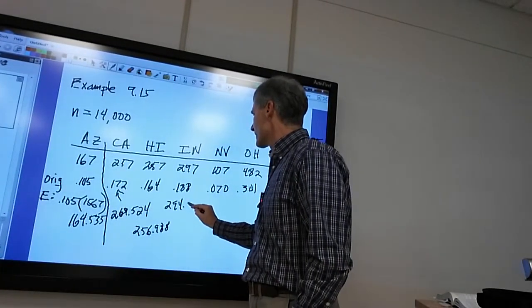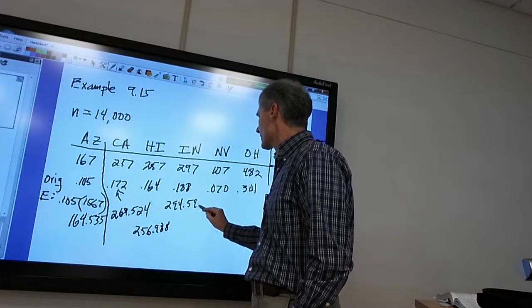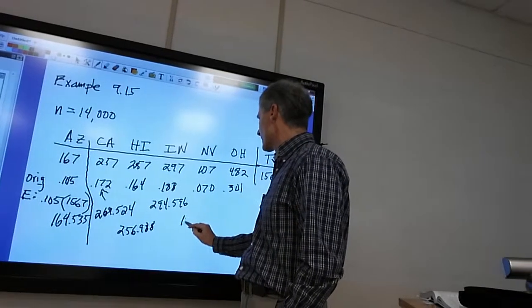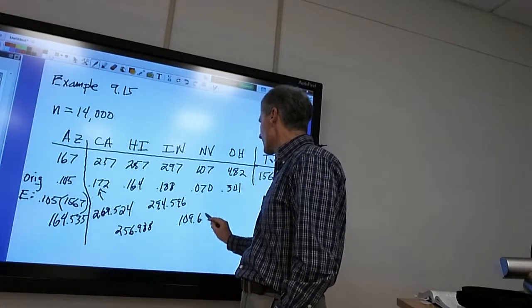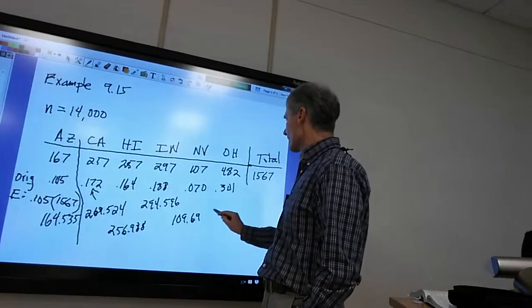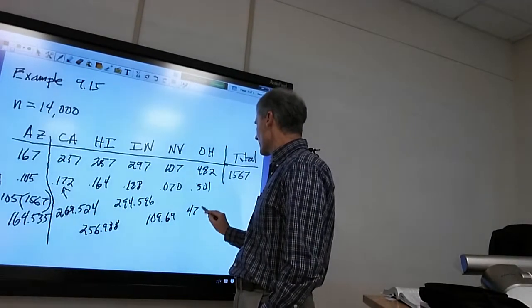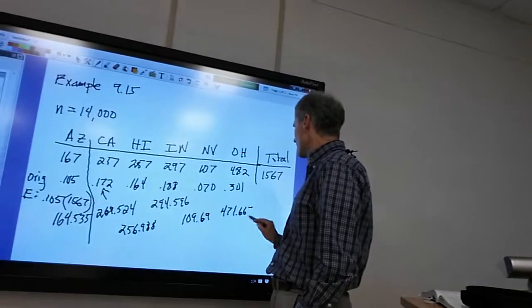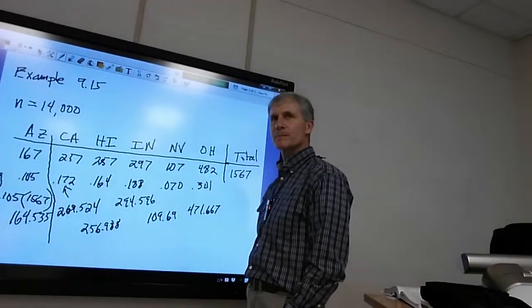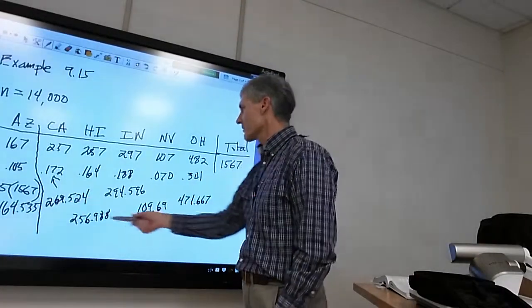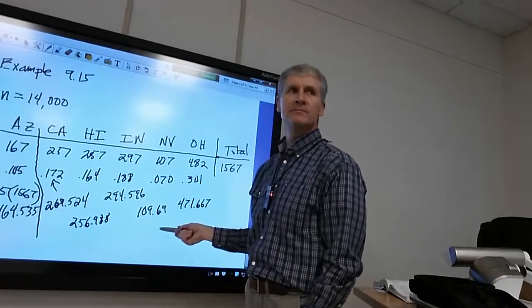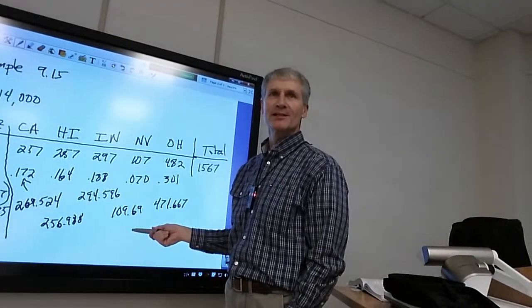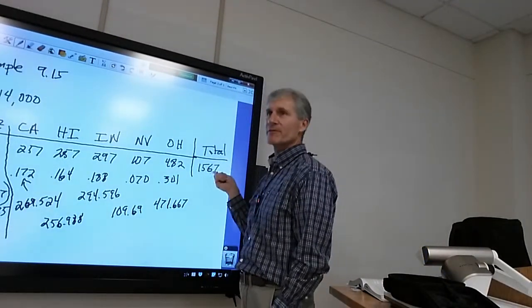294.596. 109.69. 471.667. Okay? If I sum all those up, what do they sum to? What should they sum to? They should sum to 1567.